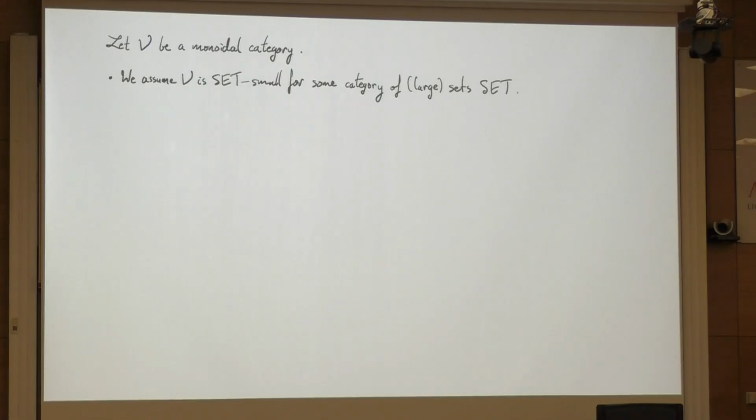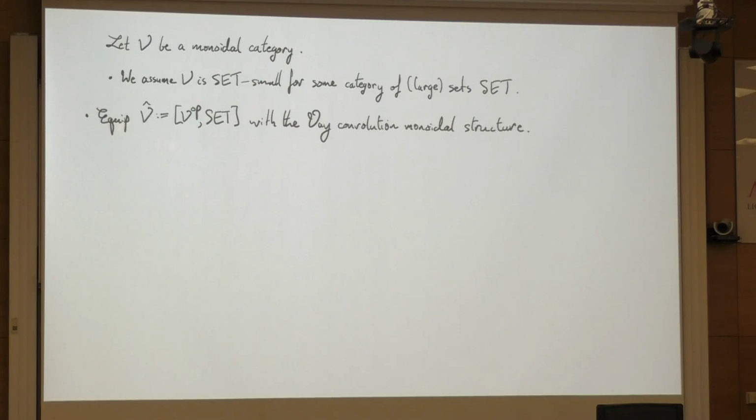So to start off with, we'll look at this concept of a V-graded category. Let V be a monoidal category. And we'll assume that V is set small for some category of large sets, capital letter Set. So this doesn't mean that V is small, but just that it's internal to this category of large sets. And then we'll form the presheaf category, the functor category from V to Set, and equip it with the Day convolution monoidal structure.